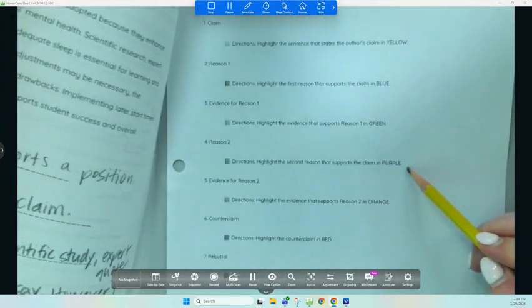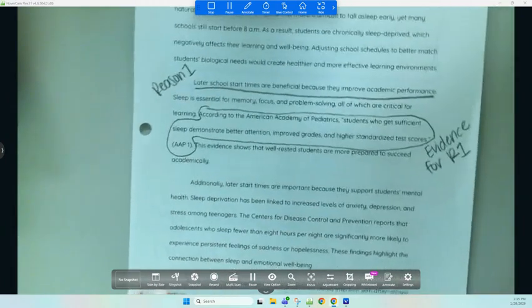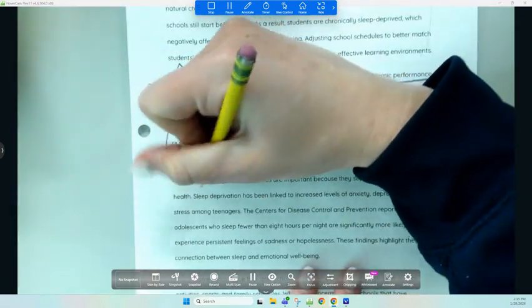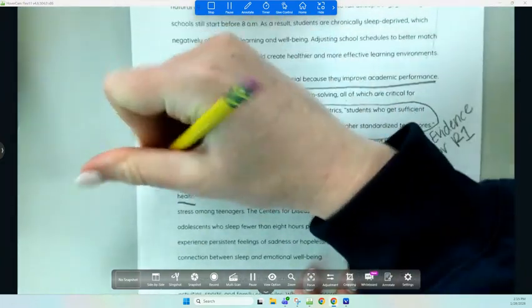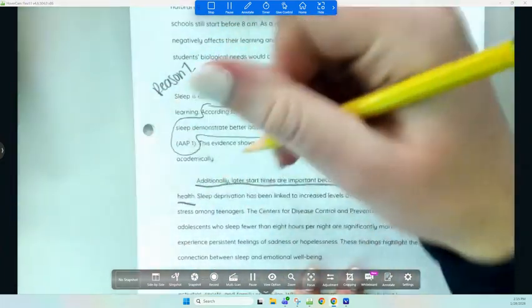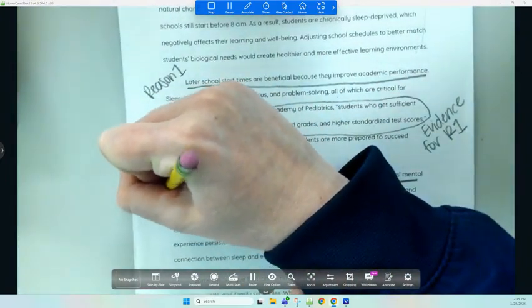I think next we're looking for reason two, the second reason. Additionally, later start times are important because they support students' mental health. Sleep deprivation has been linked to increased levels of anxiety, depression, and stress amongst teenagers. So they're saying later start times are important because they support students' mental health. So this paragraph is going to be all about mental health because that's our reason. Reason 2.